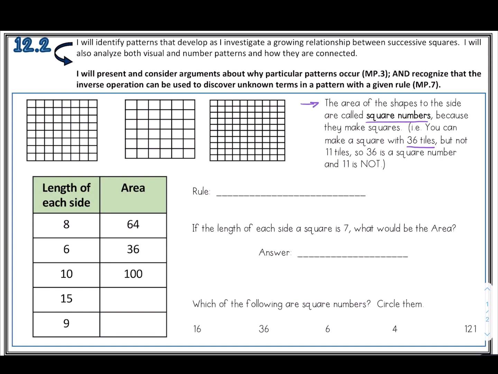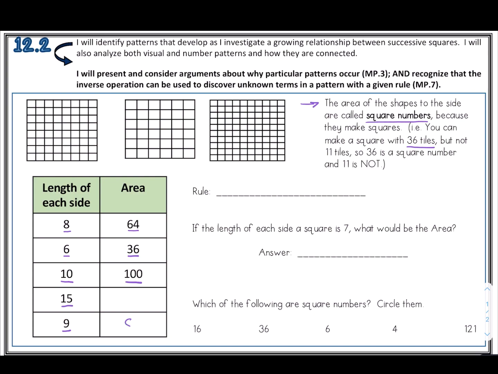So let's take a look over here. They give us a table. Let's see if we can figure out the rule. So the length of each side. So if the length is 8, 8 times 8, the area is 64. Right? If the length of each side is 6, 6 times 6 is 36. If the length is 10, and we're talking about perfect squares, 10 times 10 is 100. Okay? So now you would have to figure out 15 times 15 and 9 times 9.